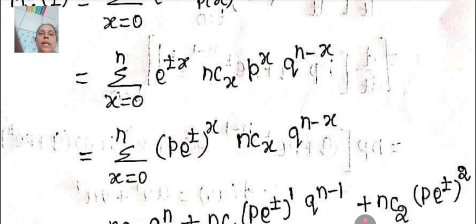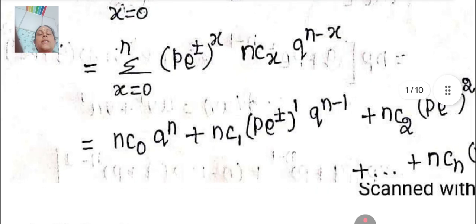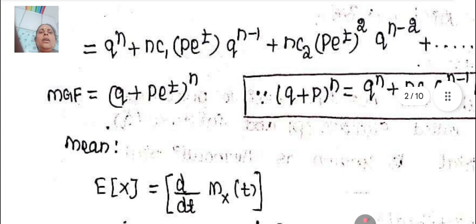Then we combine the terms: p e power t, the whole power x, into nCx q power n minus x. Then we substitute the values of x from 0 to n: nC0 q power n plus nC1 (pe power t) power 1 q power n minus 1, and so on. After simplification we get the moment generating function of the binomial distribution as (q plus pe power t) whole power n.